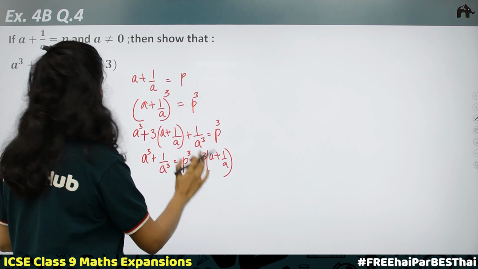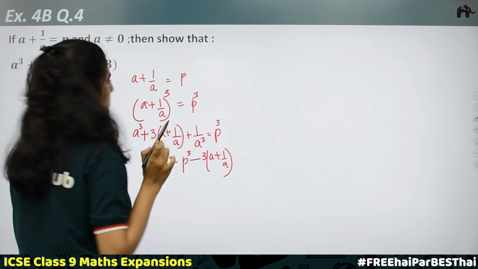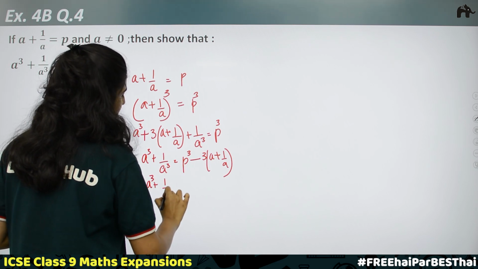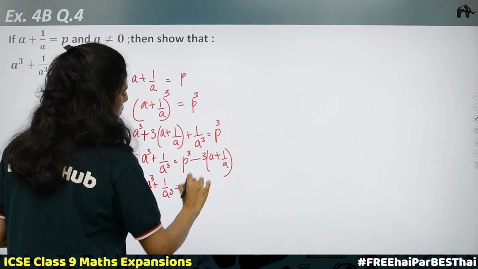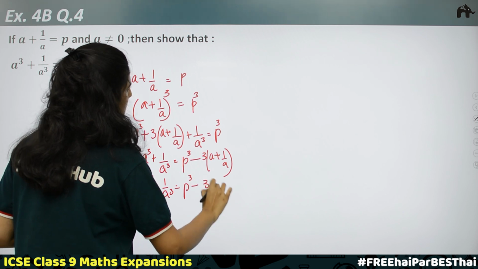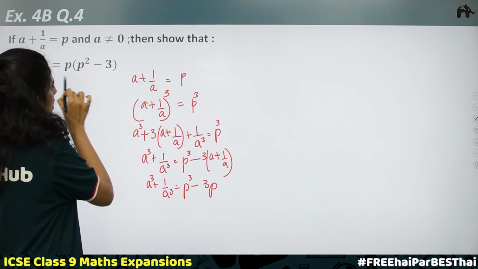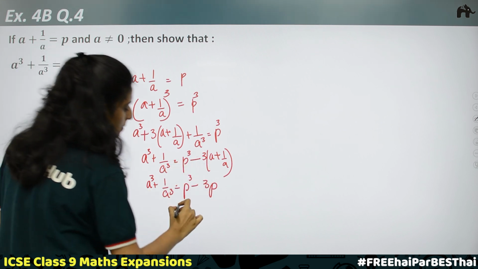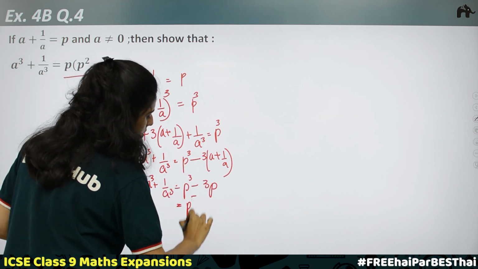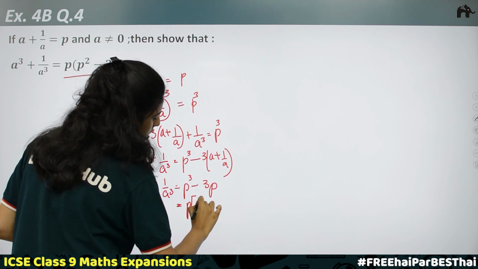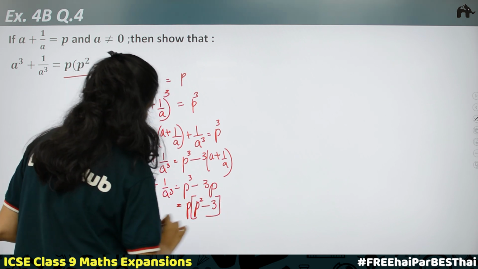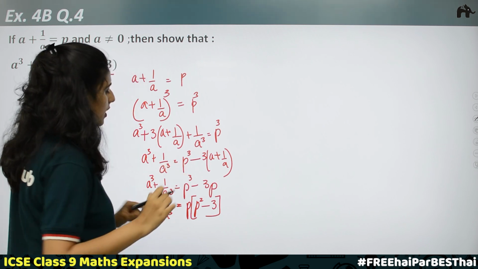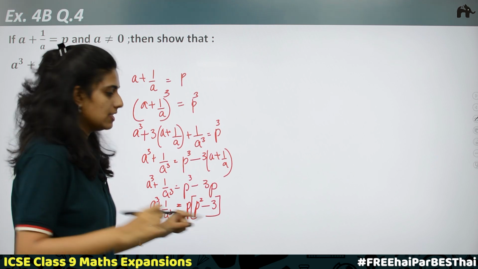So, here it is given that a + 1/a is already equal to p. So, a³ + 1/a³ is equal to p³ − 3p. So, we should get in the form p into (p² − 3). How to make this p into (p² − 3)? p is common, taking p out. Then here remaining we'll have p² − 3. Therefore, a³ + 1/a³ is equal to p(p² − 3).